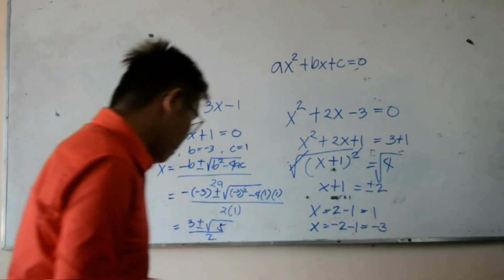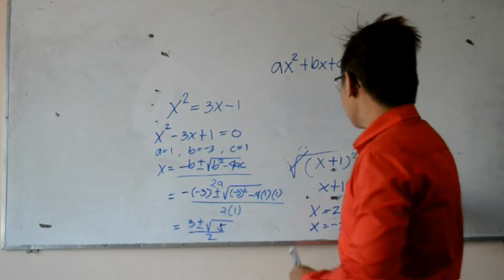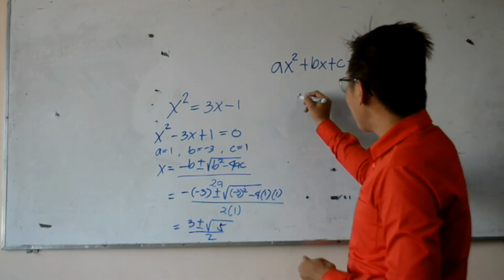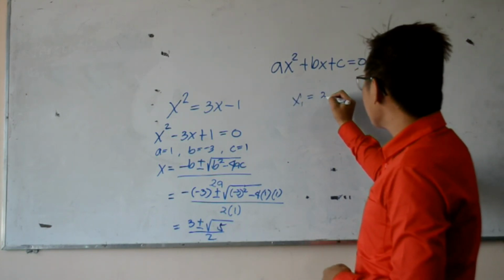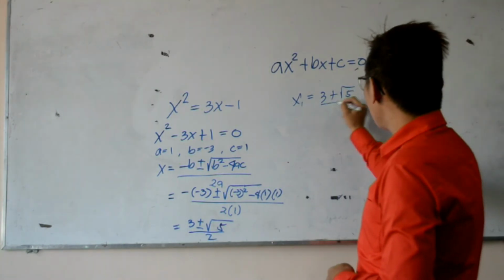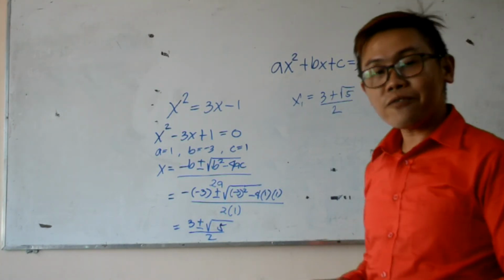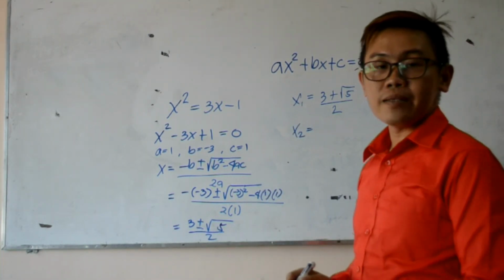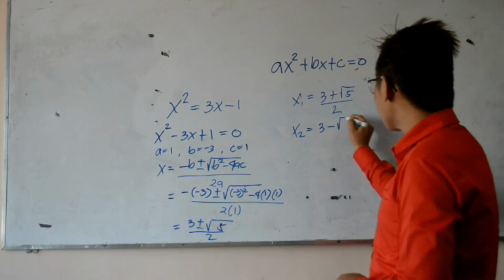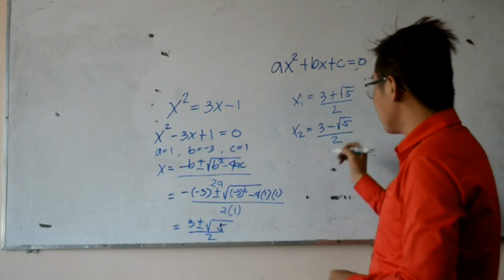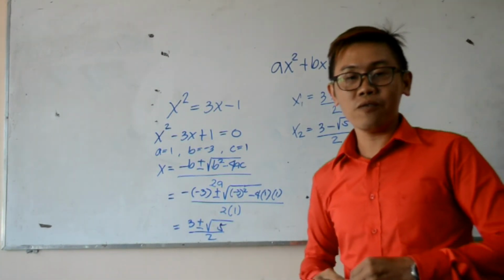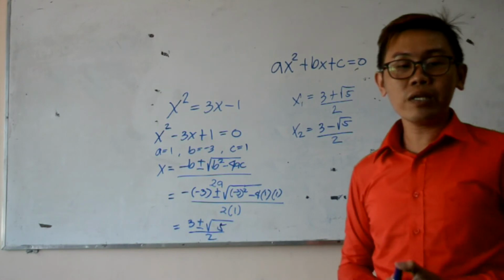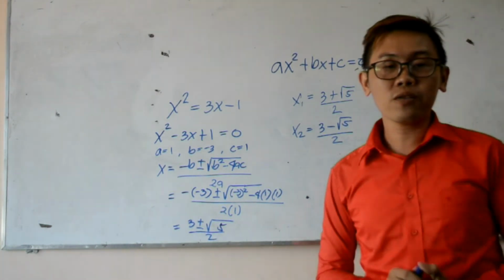Now, since we have two values of x, we have to take first the positive. So we have x is equal to 3 plus the square root of 5 over 2. That's the first value. The second value of x, we take the negative sign. We have 3 minus the square root of 5 over 2. Now, we already solved the quadratic equation with the values of x, 3 plus square root of 5 over 2, and 3 minus square root of 5 over 2.